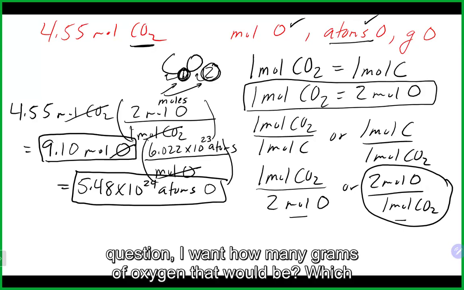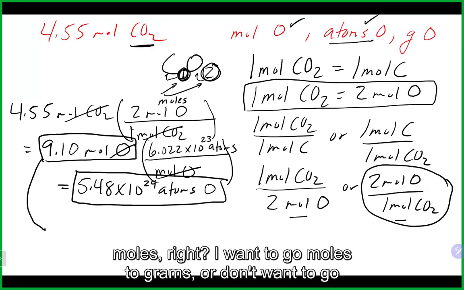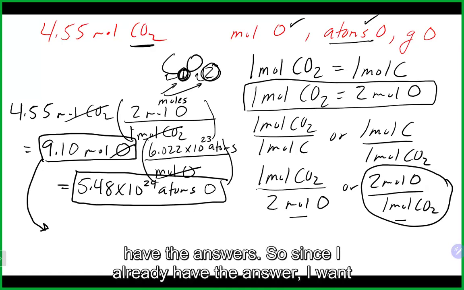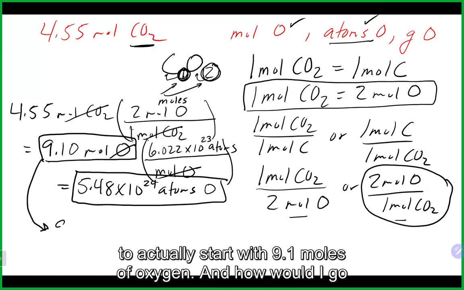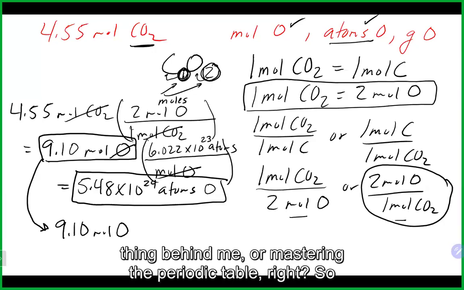Now, for the last question, I want how many grams of oxygen that would be. Which number should I start with in that calculation? These are the moles, right? I want to go moles to grams. I don't want to go backwards and have to undo atoms, right? Since I already have the answer. So since I already have the answer, I want to actually start with 9.1 moles of oxygen. And how would I go from moles to grams? What would I need? Moles to grams is the big thing behind me. Molar mass from the periodic table, right?